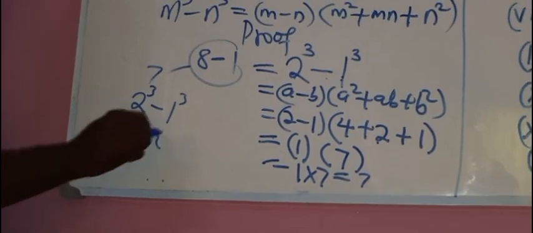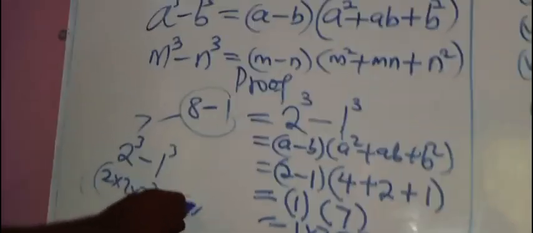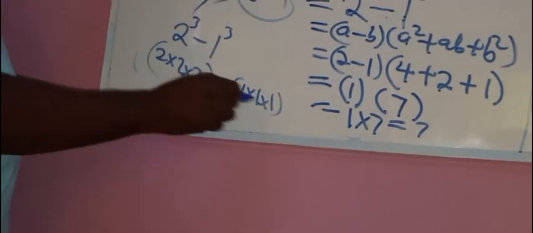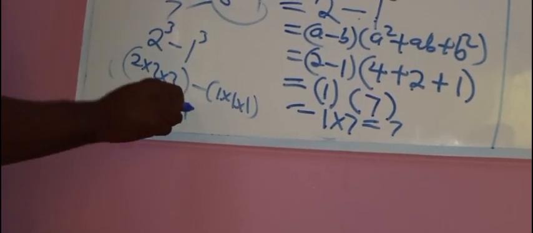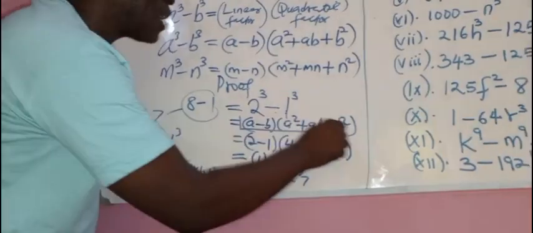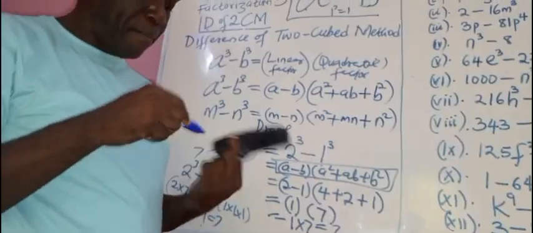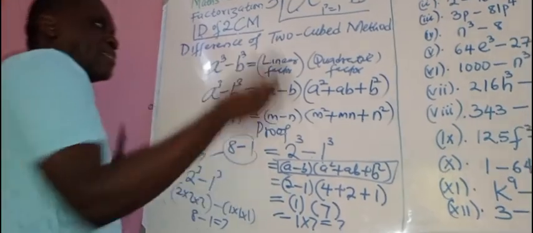So 2 raised to the power 3 minus 1 raised to the power 3. This is 2 times 2 times 2 minus 1 times 1 times 1. 2 times 2 times 2, that's 8, minus 1 times 1 times 1, that's 1. So it gives us 7. So it has been confirmed. It means that this formula is actually a proof of what is called the difference of 2 cubes method.